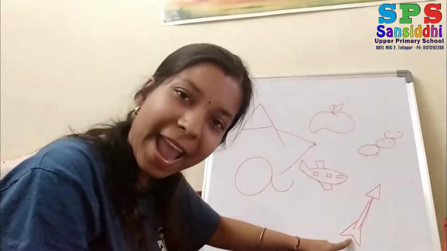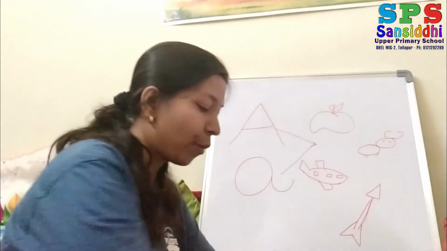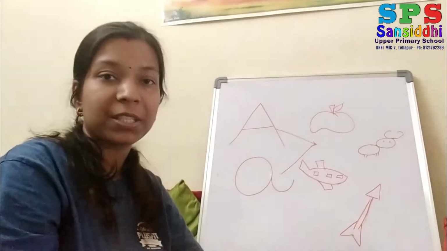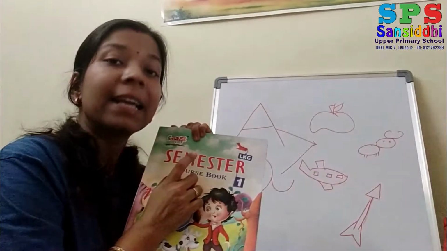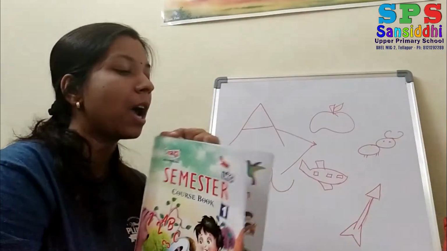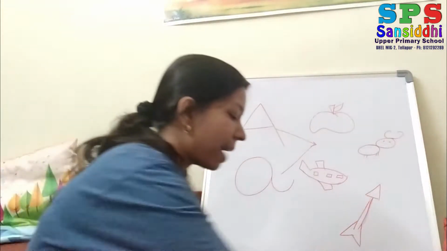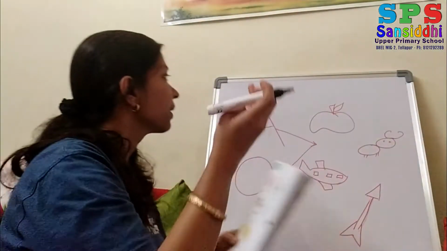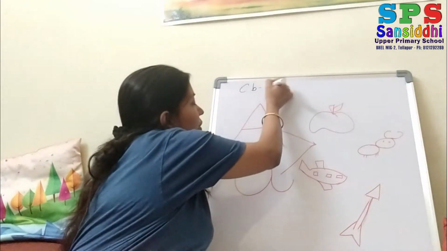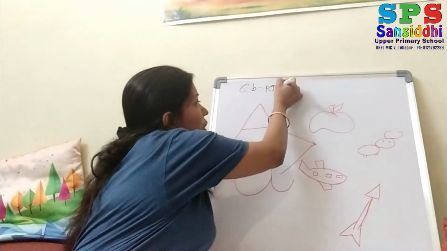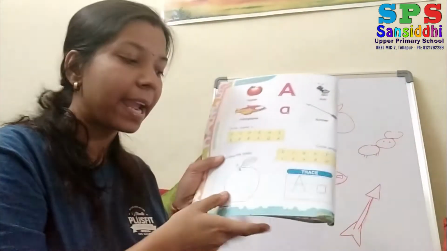Okay, now I'll ask you to open our semester 1 course book. So you know this is a semester 1 course book. Now open page number 10. Okay, page number 10. I am writing on the board. See. CB means course book. CB means course book. Okay. Now open page number 10.